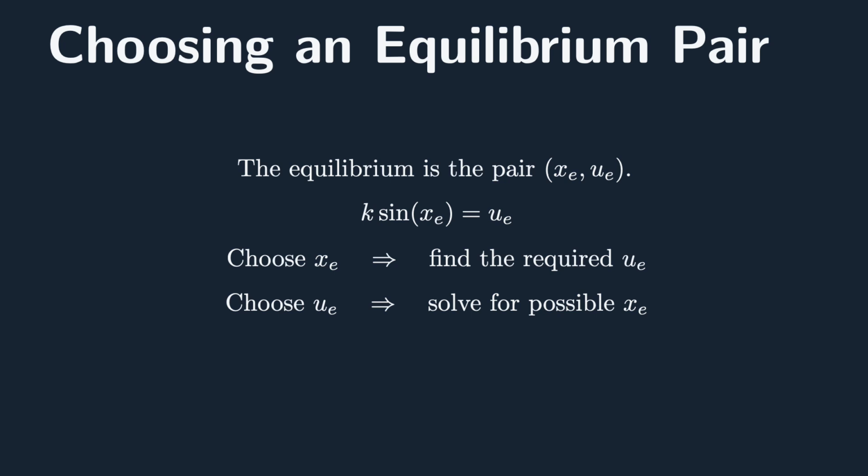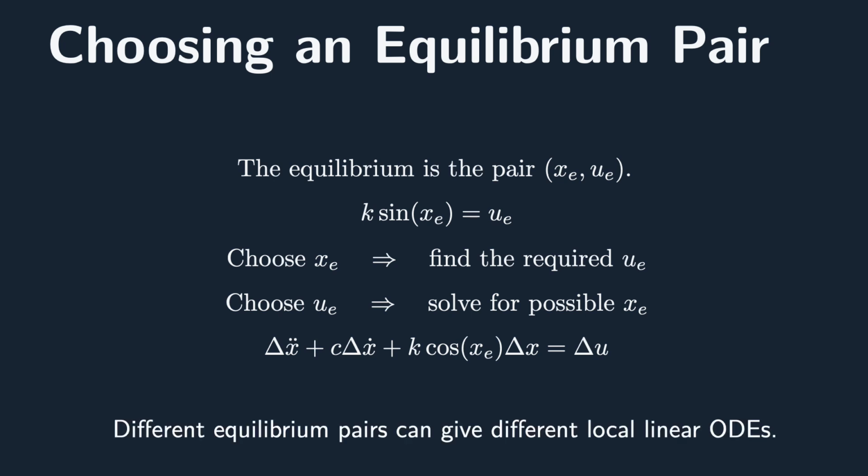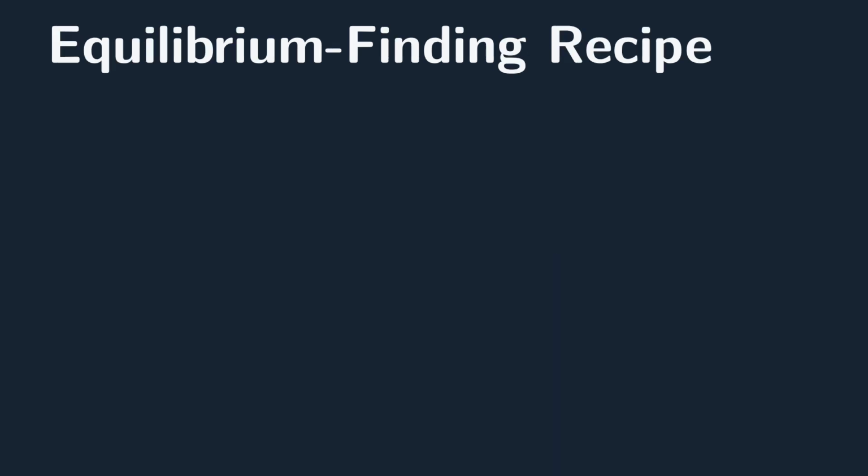Once we choose the equilibrium pair, we can linearize near that pair. For this example, the local linear model contains the coefficient k cos xe, so the chosen equilibrium still matters. The takeaway is, first choose or find the equilibrium pair, then linearize near that specific pair. We are not linearizing the system globally. We are building a local model near one chosen equilibrium pair, and different choices of xe-ue can lead to different local linear ODEs. Let's finish by summarizing the equilibrium finding recipe.